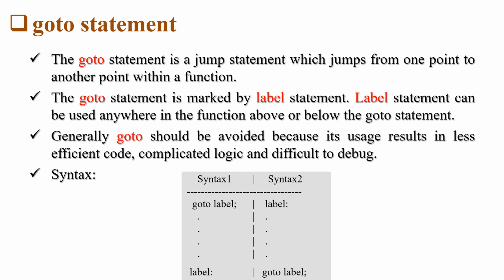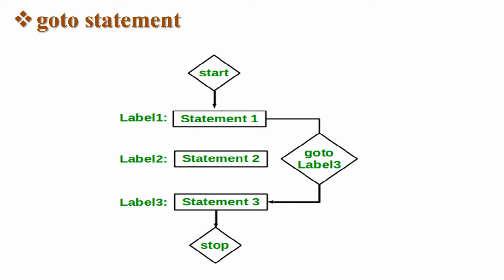Let's see an example of the go to statement. This is a flowchart for the go to statement. Suppose label 1, label 2 and label 3 are here. After statement 1, if I call go to label 3, then control will directly transfer to label 3. We can skip statement 2.